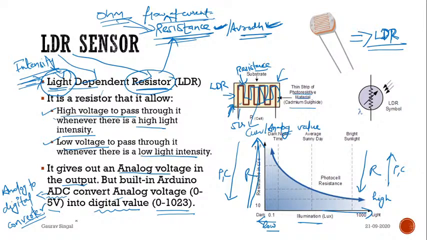Suppose the voltage value is 2 volt, so the value it will display is around 510, because it converts the analog value to a digital value. Suppose you are getting 760, you can say it's equivalent to around 3 volt. So this will by default convert and give you the value. Is it clear?